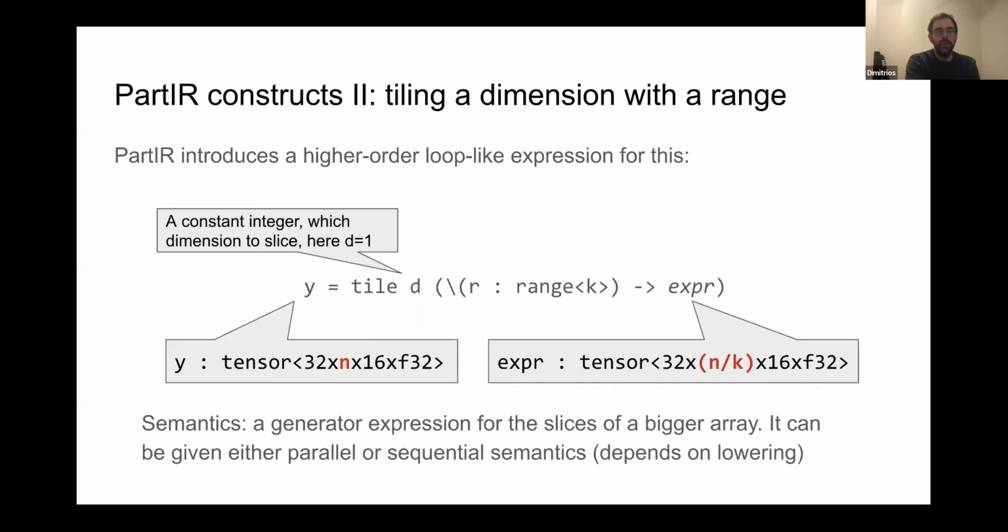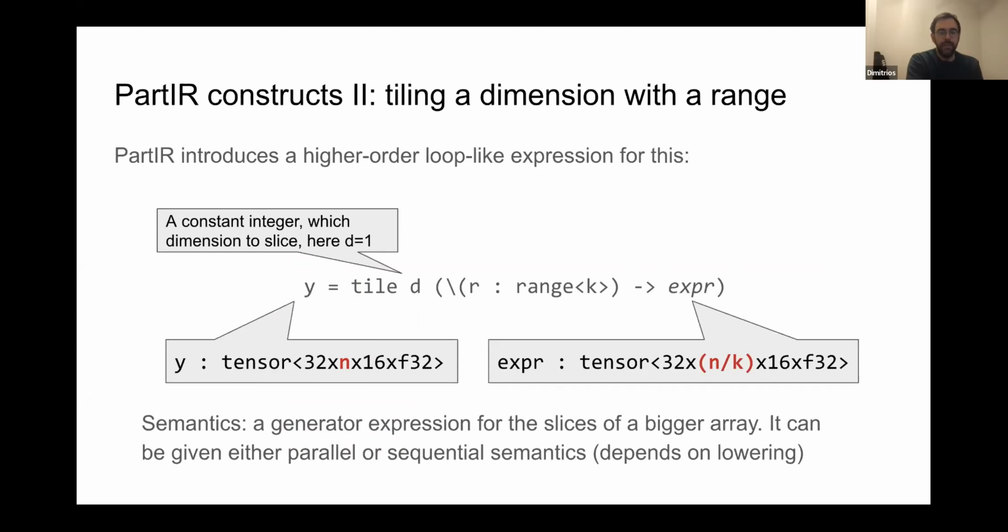Okay, so construct number 2. Now this is the most interesting construct of the language. It's a higher order loop-like expression, which we call the tile loop, which takes a statically known dimension, and it takes something like a closure. In MLIR terms, closures are called regions, really. So you can think of this as a closure that takes an argument r, which is a range, and gives you back some expression.